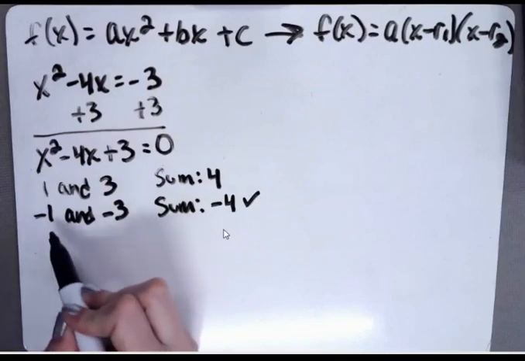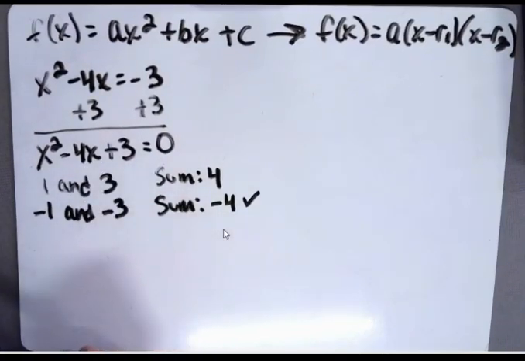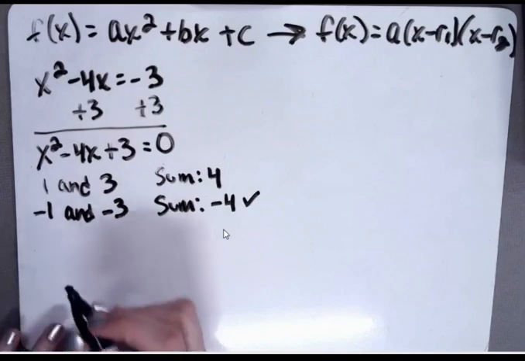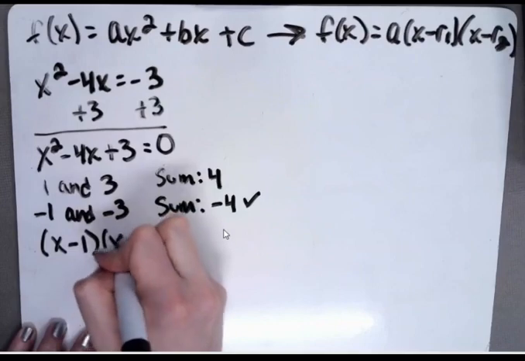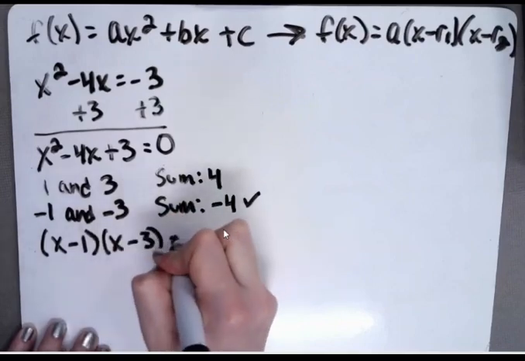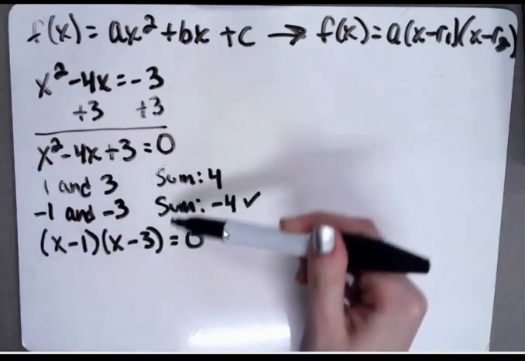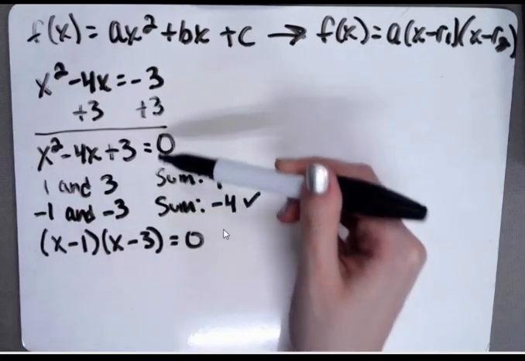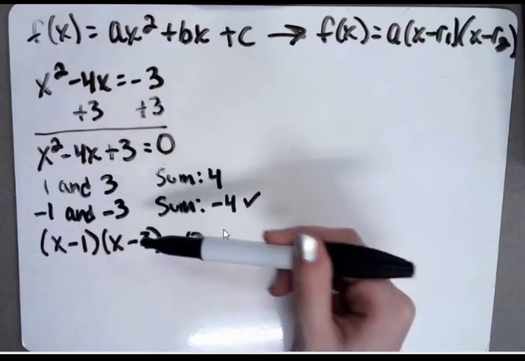So once we found our magic numbers that multiply to c and add to b, we're going to put those numbers in parentheses with some x's. So x minus 1 times x minus 3, and that is still equal to 0. So these are two ways of writing the exact same thing. These are totally equivalent, just written in different ways.